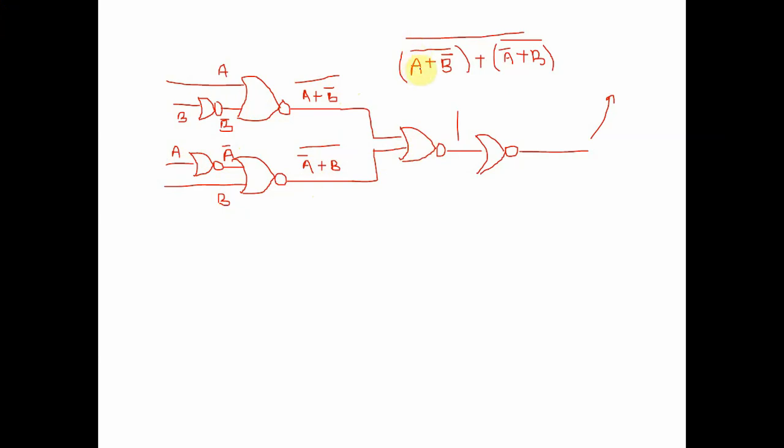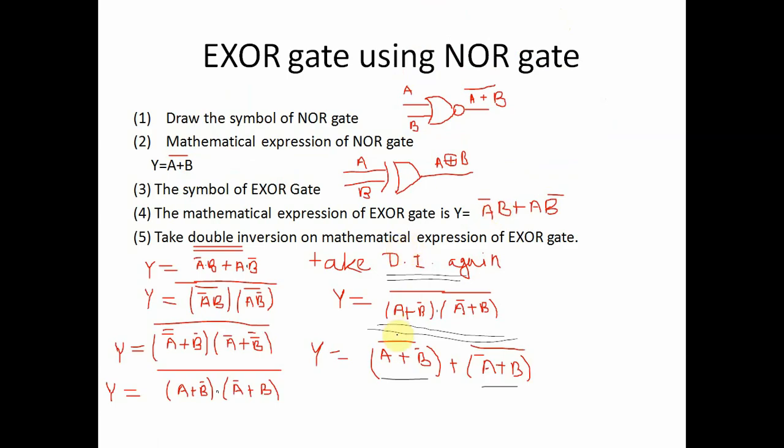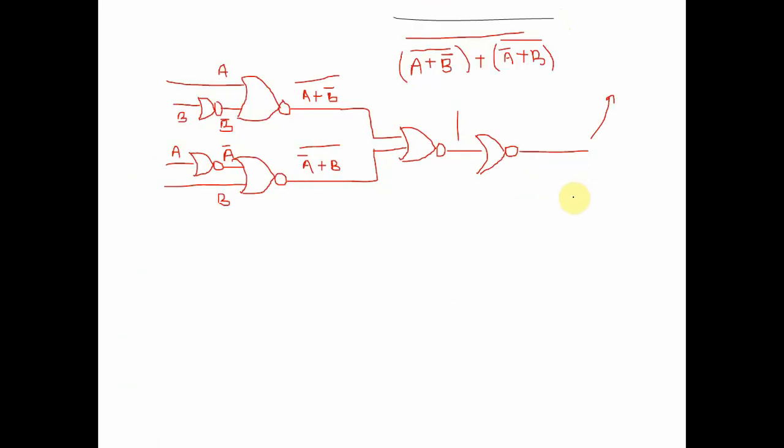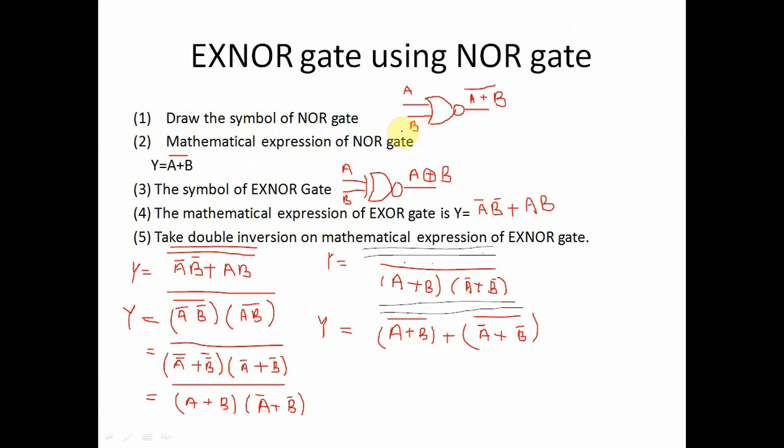Then we get (a plus b bar) bar plus (a bar plus b bar) bar. And after that, the last one, this is the last De Morgan's theorem. See here, this one is the last De Morgan's theorem. There is a double bar, and after that here we also get the double bar method. Now the last method is the XNOR gate using NOR gate. XNOR gate using NOR gate.